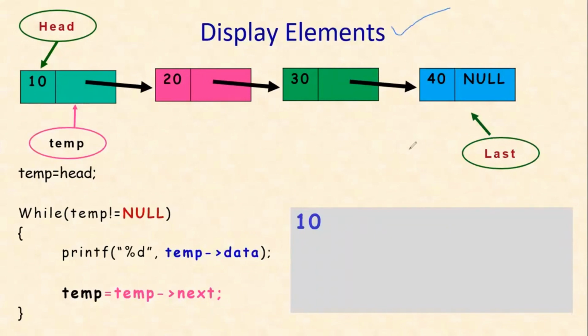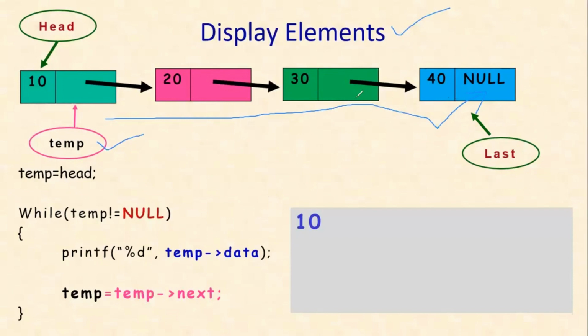Okay, so for this I am also taking a new pointer called temp. I will start from head and travel through all the nodes till I encounter the last node. But how to recognize the last node? The last node can be recognized with null. Whenever I encounter null, I will stop processing, because that says that I have reached the last node.